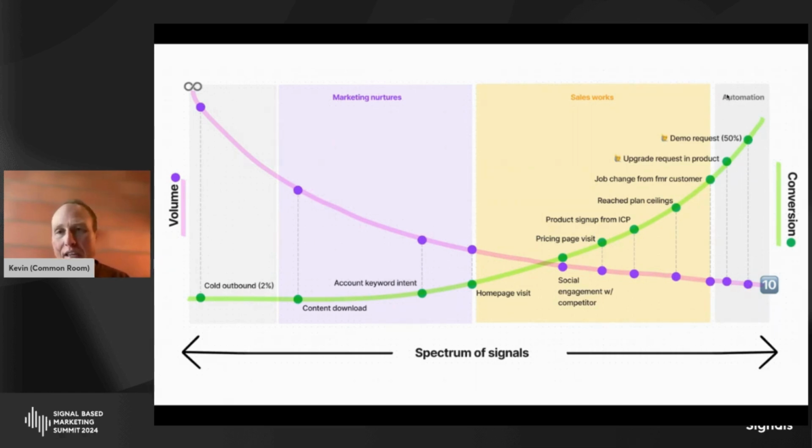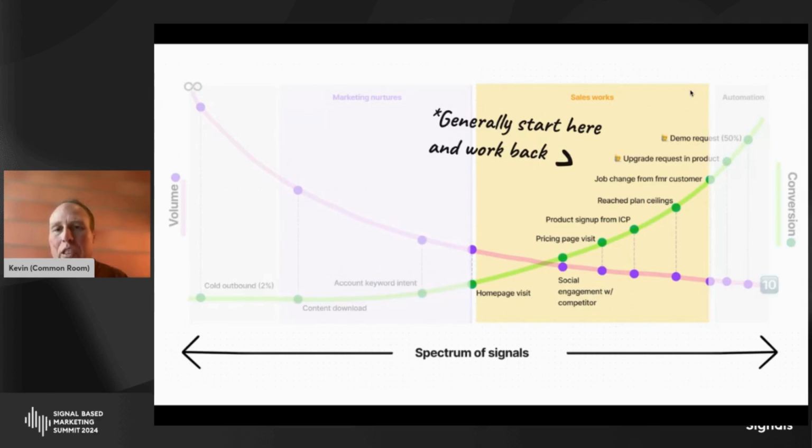In this gray area here, the signal is high intent. They're so far along the funnel typically that you don't even need a human to intervene and evaluate what the signal is. This is what Chili Piper is built for, or these calendaring tools are built for. Someone's raising a hand for a demo request. We know that they're in our target account, and we're just going to let them book a meeting, and there's no human intervention.